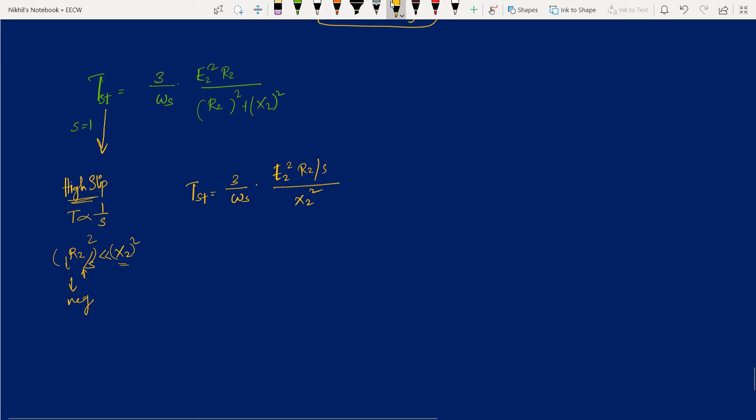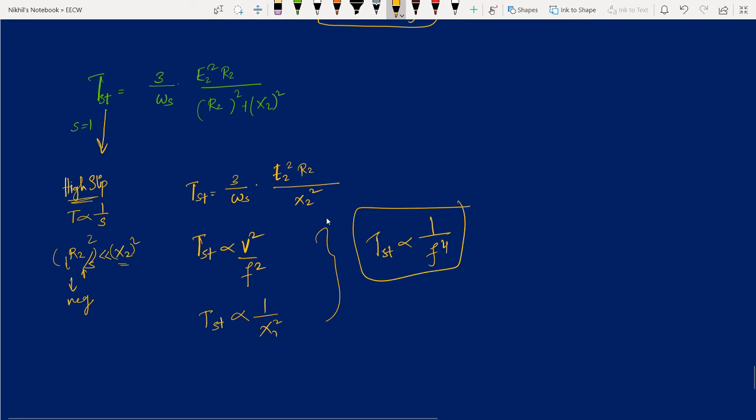So this is the value of starting torque, as S is equal to 1. From this relation, you know starting torque is proportional to the square of the voltage, and it will be inversely proportional to the square of the frequency. Starting torque is proportional to 1 by X2 square. If I combine these both, I can tell starting torque will be proportional to 1 by f to the power of 4, isn't it? This is also one condition.